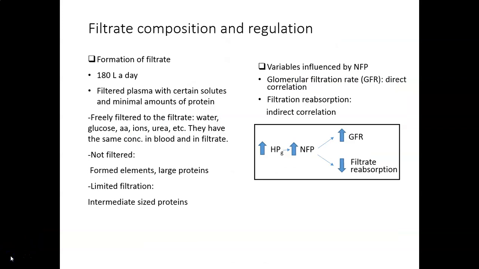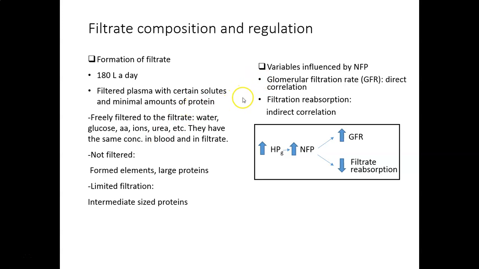Well, let's look at how much filtrate we can generate a day. That's a huge amount. That's 180 liters a day. Our kidneys can generate that much filtrate. Of course, we don't pee that much, right? That's just showing you how efficient our kidneys are at filtering the blood. And so what gets freely filtered, what did not get filtered at all, and what can be limitedly filtered is all listed here, and we already alluded to that.